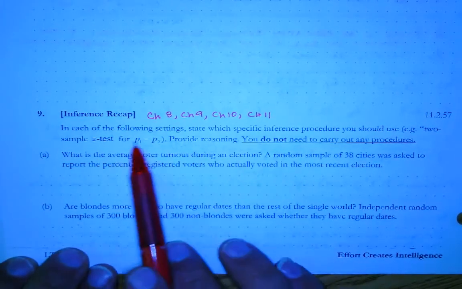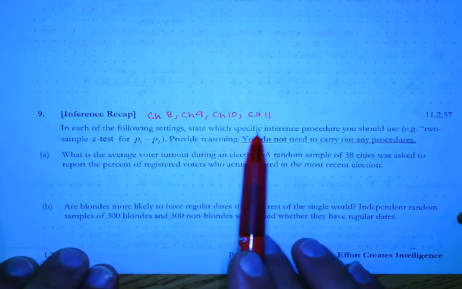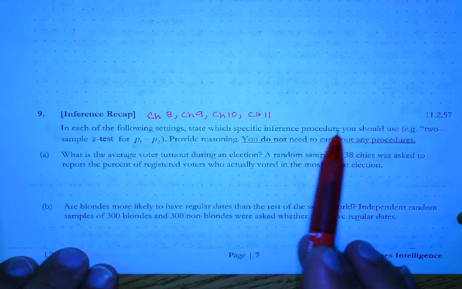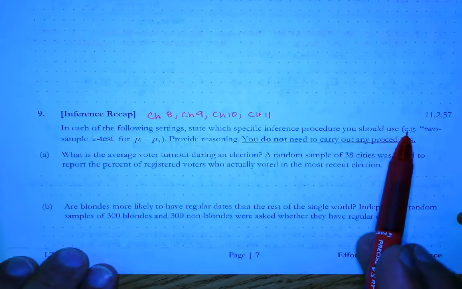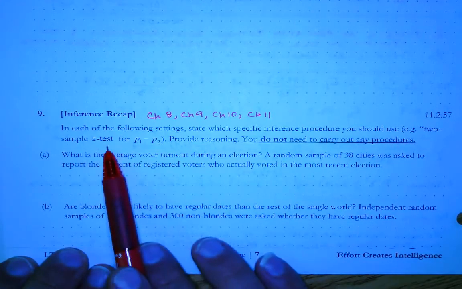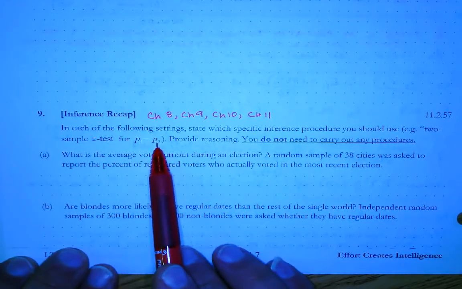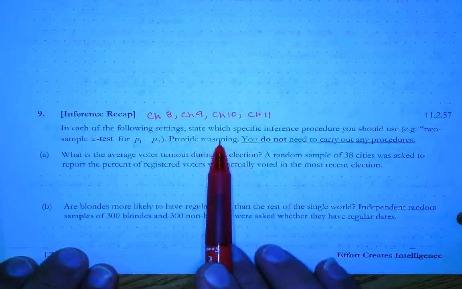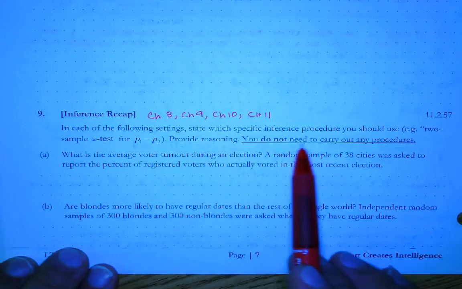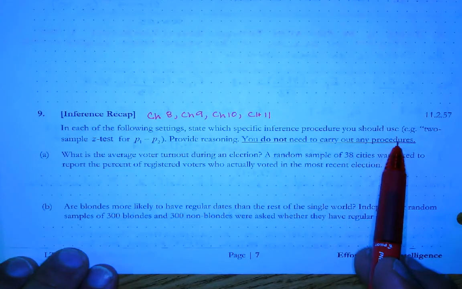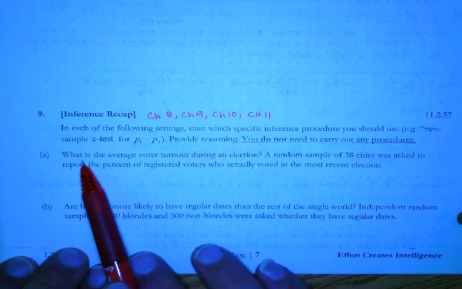Okay? And in each of the following settings, I want you to state which specific inference procedure you should use. For example, a 2-sample z-test for a difference in proportions. And I want you to provide reasoning. You do not need to carry out any procedures. Okay? What's our first setup?